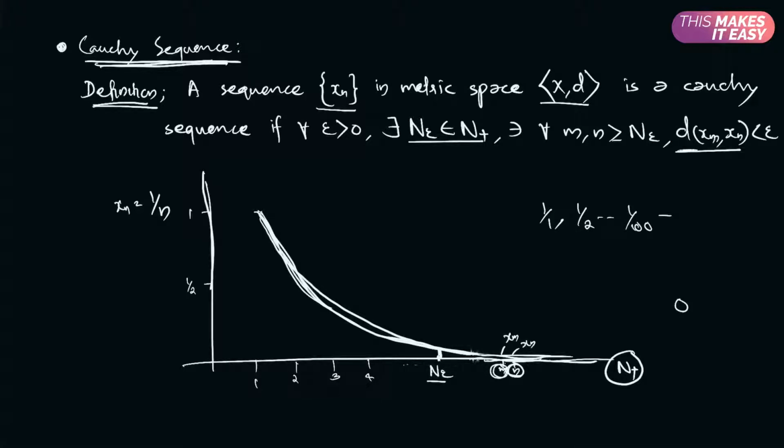the distance between xm and xn will be less than epsilon. So the distance between this xm and xn will be less than epsilon. You take any epsilon, you can find some xn and xm such that the distance between these two elements will be less than epsilon. Basically, it is a sequence whose elements become arbitrarily close to each other as the sequence progresses.